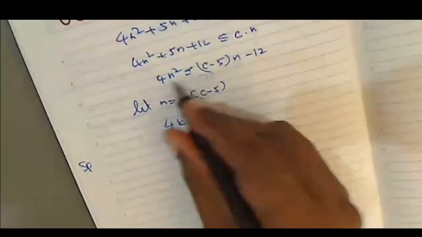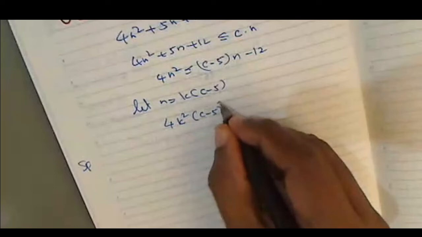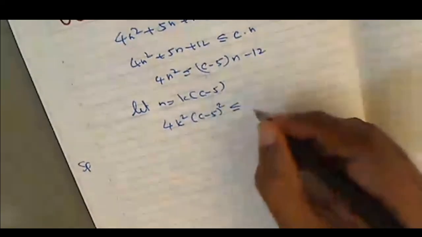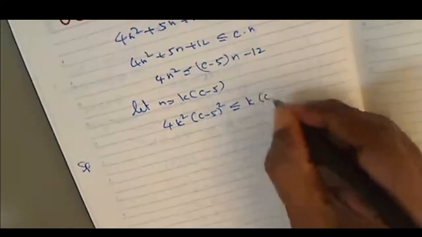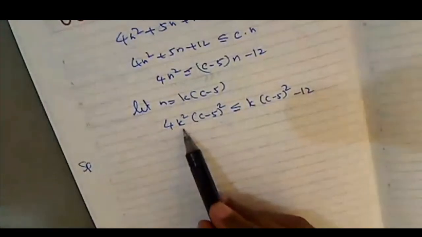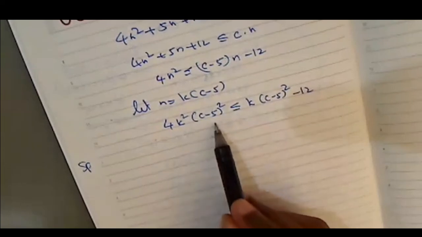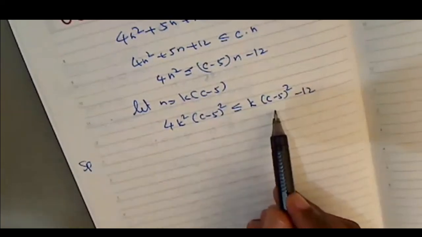So if we substitute this value, the left hand side is 4k square into (c minus 5) the whole square. And the right hand side, what you get is k into (c minus 5) the whole square, minus 12, right? Now if you look at the left hand side and right hand side, the left hand side already has k square, here only k is there, but the term (c minus 5) the whole square is common.